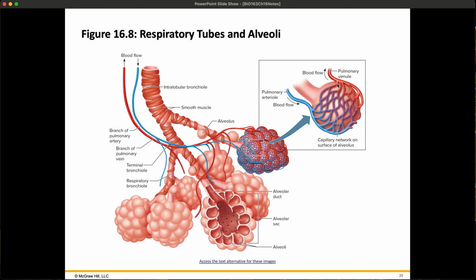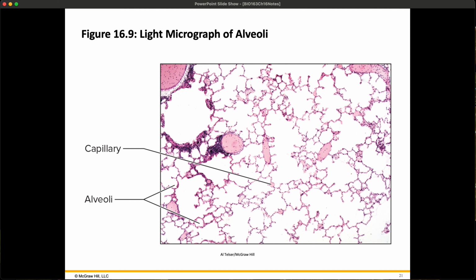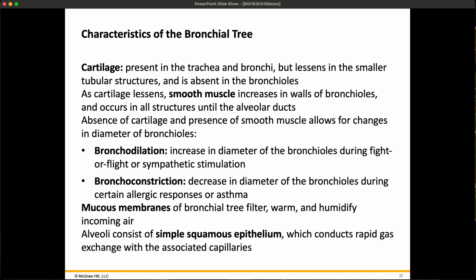So this really, the more space they can reduce, so the closer in contact the capillary and alveoli can be, the better the gas exchange will be. And there's just a micrograph picture of that.